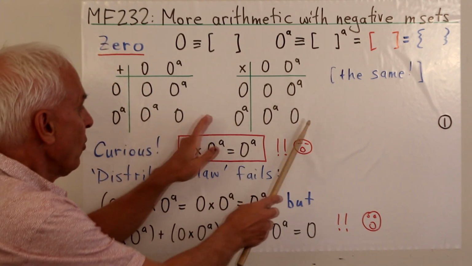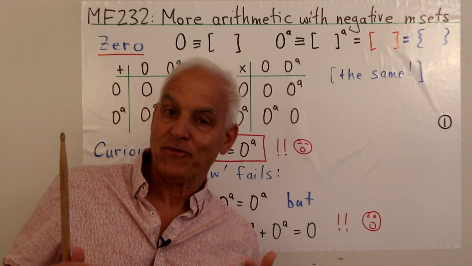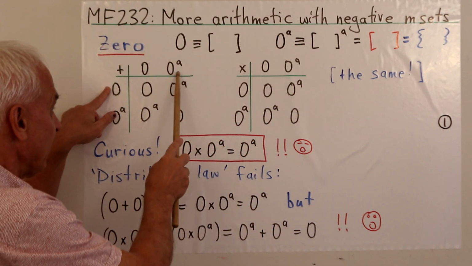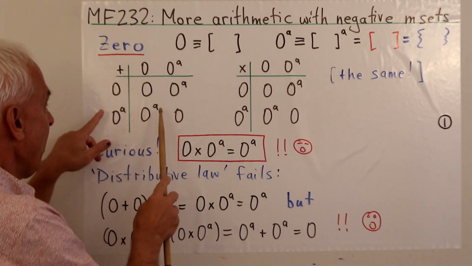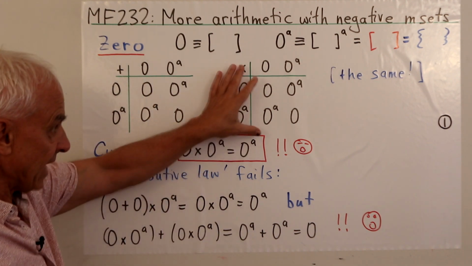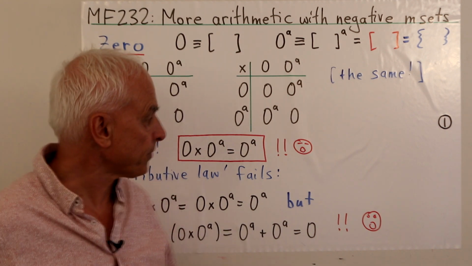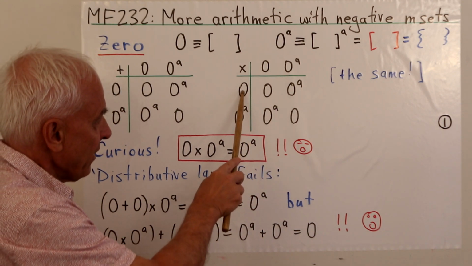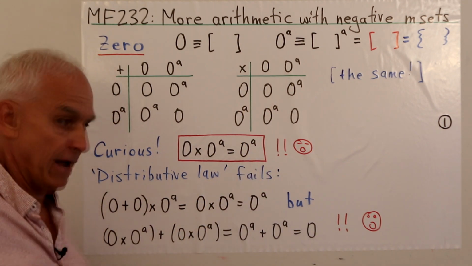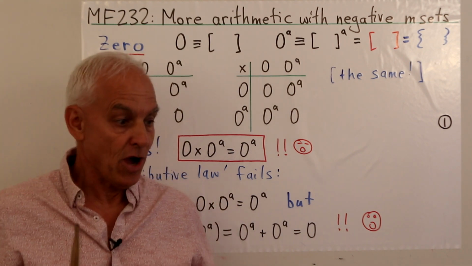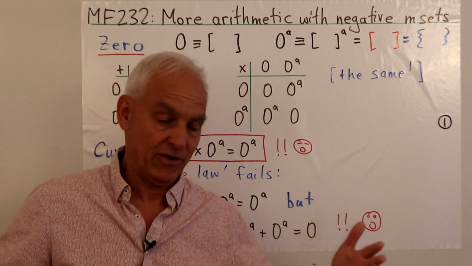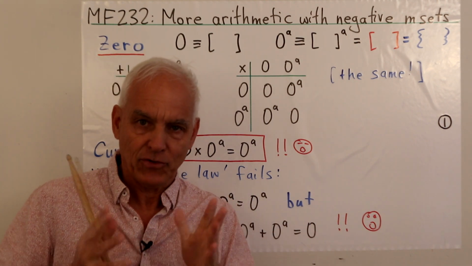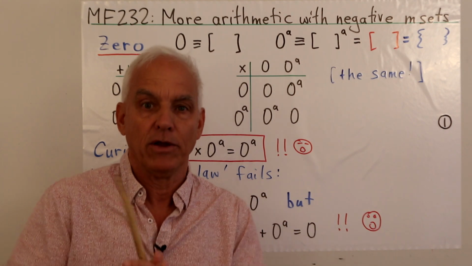Okay, then we had these two very identical tables for the addition and multiplication. 0 plus 0 is 0, 0 plus anti-0 is anti-0, same thing here, and anti-0 plus anti-0 is 0. And exactly the same actually for the multiplication. And curiously, especially here, this gives us this unusual law that 0 times anti-0 is anti-0 rather than 0, which contradicts our experience that 0 times anything is always 0. So this makes us a little bit uneasy. This is certainly a different kind of arithmetic than we're used to.